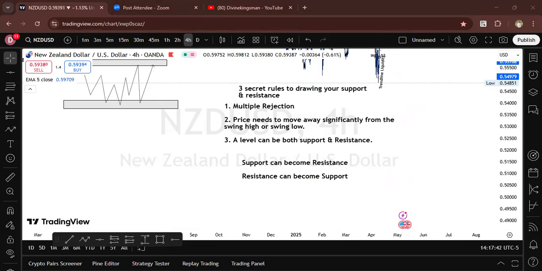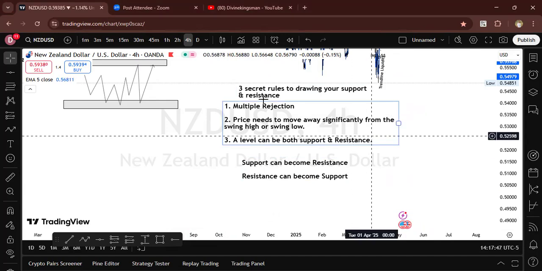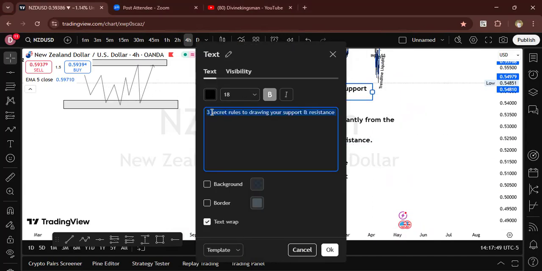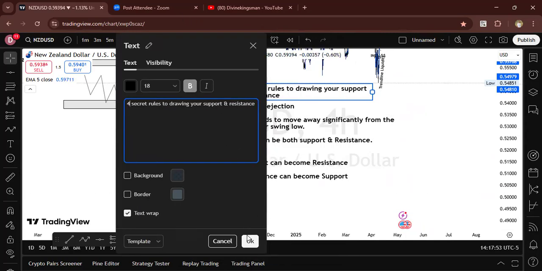Now, let me add another secret rule here. So it will be four instead of three. So let's have four secret rules.